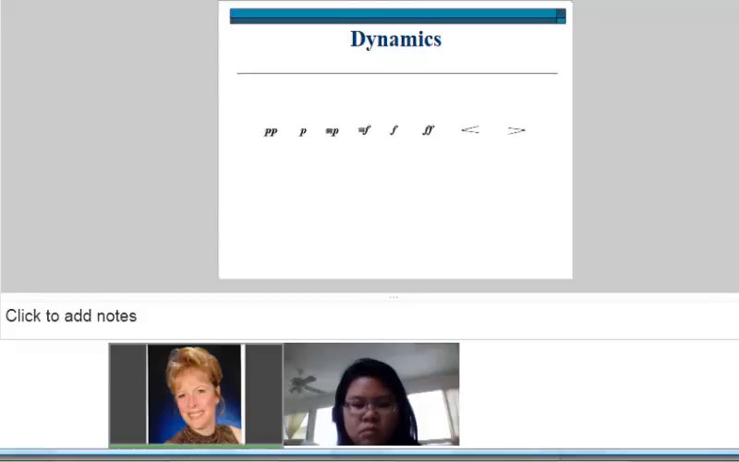The last 2 symbols are called a crescendo and decrescendo. A crescendo means playing a number of notes getting gradually louder, or a decrescendo, playing a number of notes getting gradually softer.